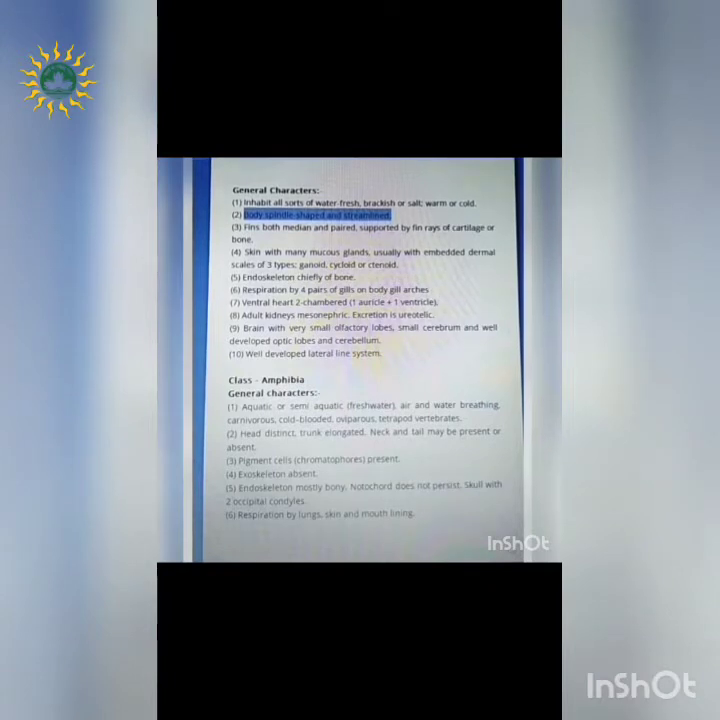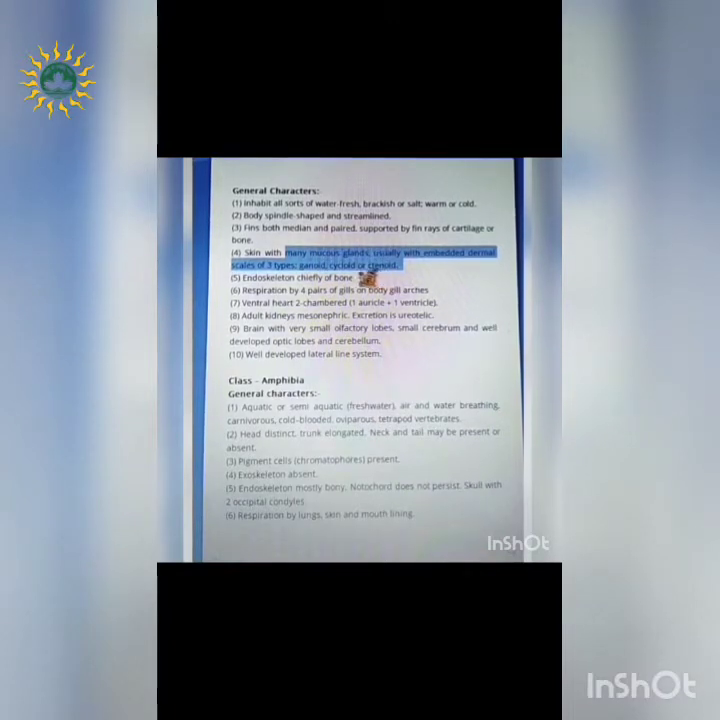The body is spindle shaped and streamlined, like I've mentioned previously, a boat-shaped structure. The fins are both median and paired, same as previously, and supported by fin rays of cartilage or bone. As it is bony, bone can also be present. The skin has many mucous glands and is embedded with dermal scales of 3 types: ganoid, cycloid or ctenoid. The details are not necessary for you to know. You can just remember the names of these types of scales.